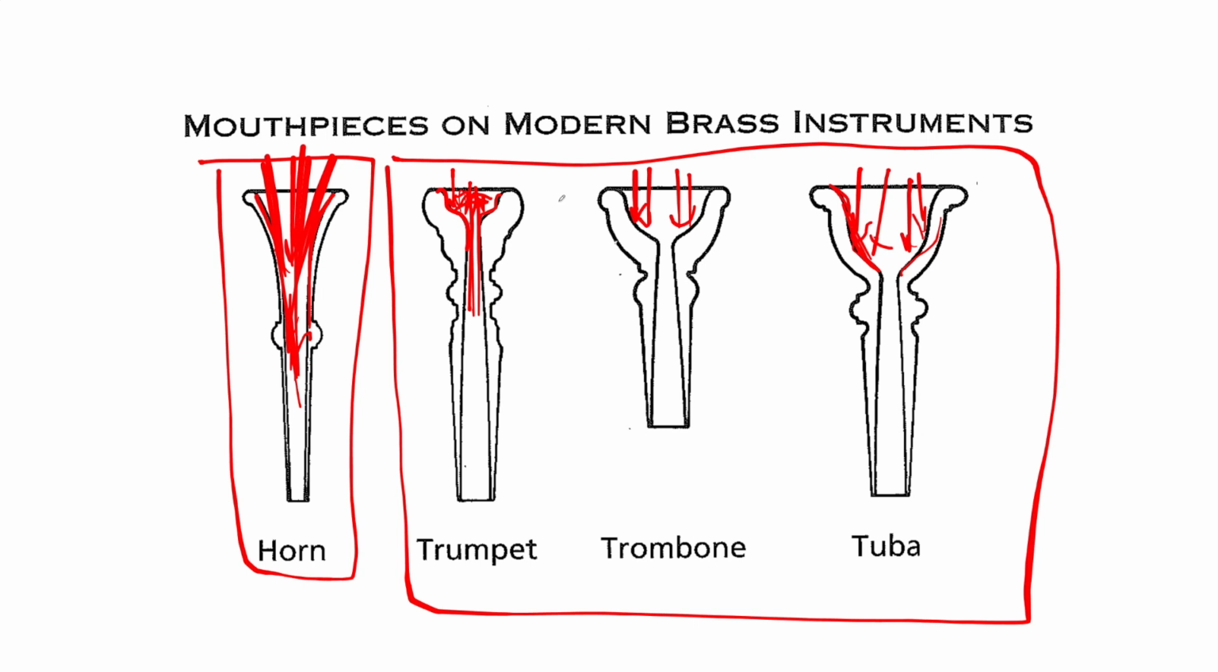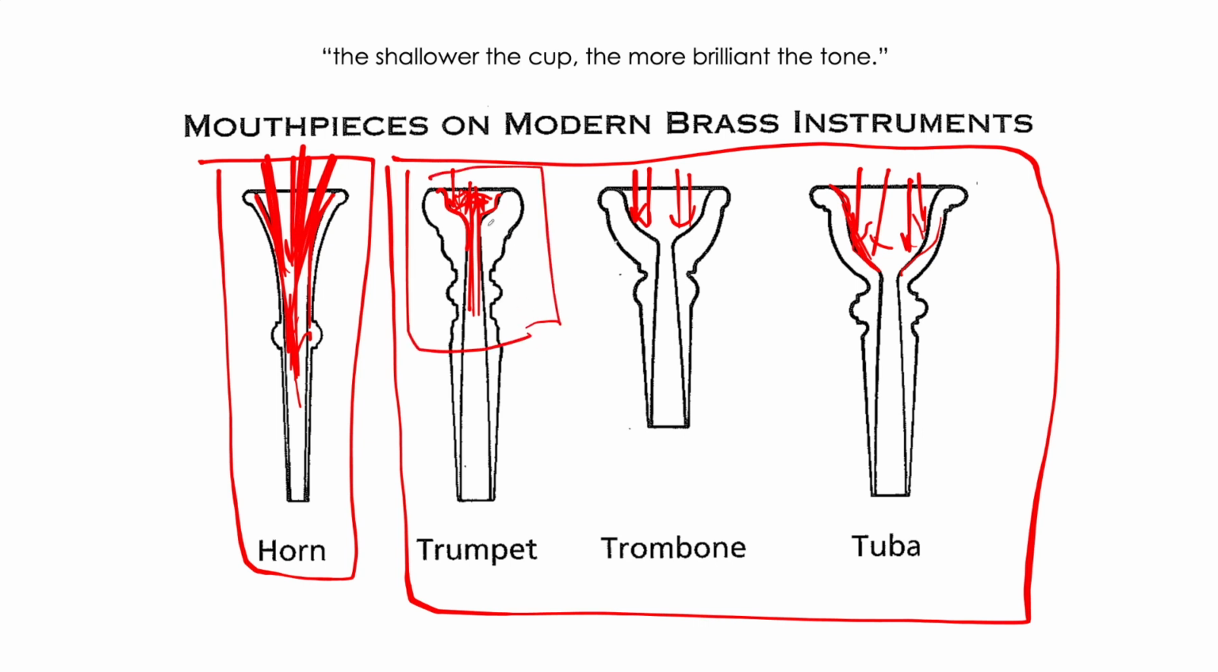The rule is the shallower the cup, the more brilliant the tone. And we see the cup of the trumpet is the most shallow, and the cup of the tuba is the least shallow. So the tone of the trumpet is the most brilliant, and the tone of the tuba is the least brilliant in this group.